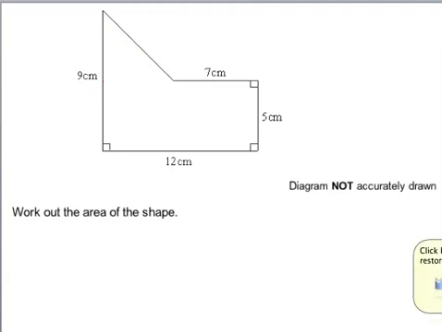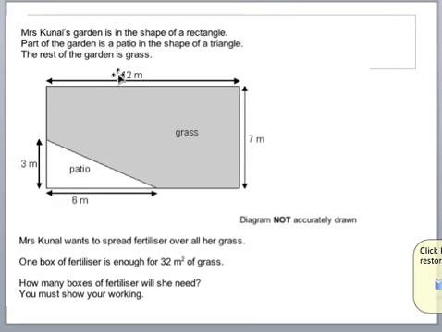So I'm going to finally leave you with working out this question here. Now sometimes you might be asked a slightly more detailed question where there's a lot of words in the question. It's asking you to apply your knowledge. This is no harder than any of the questions that you've seen so far. Now we're looking at a garden in the shape of a rectangle. Part of it is patio and the rest of the garden is grass. So Mrs. Kunal wants to spread fertilizer all over the grass. One box of fertilizer is enough for 32 meters squared of grass. How many boxes of fertilizer will she need?